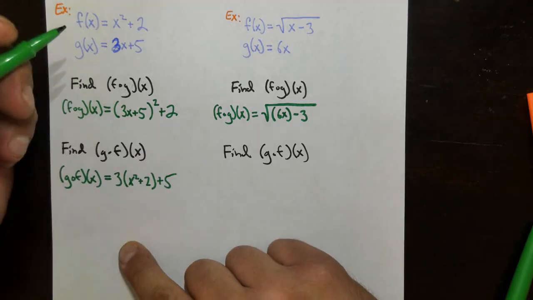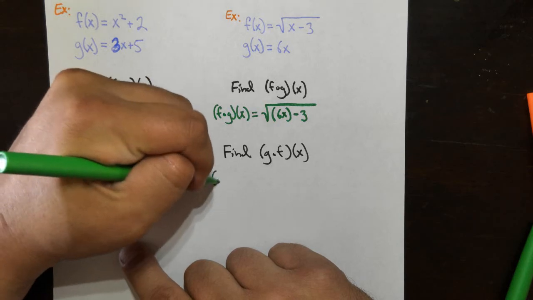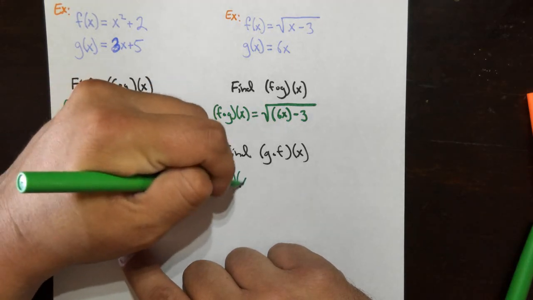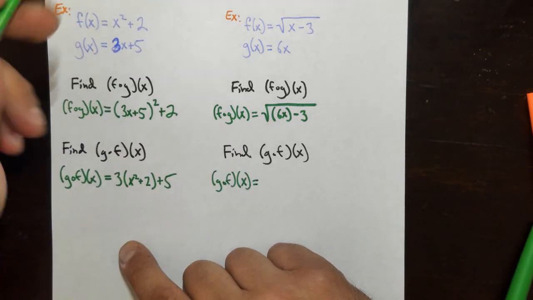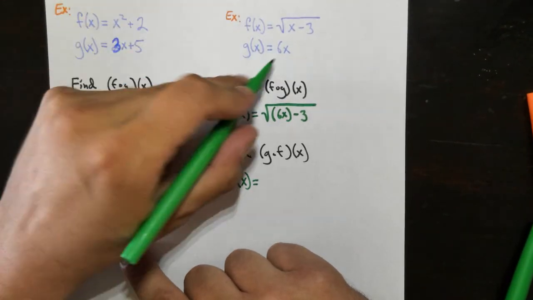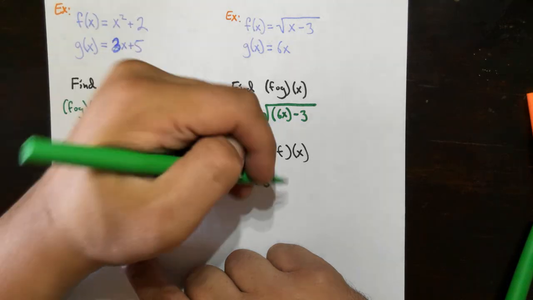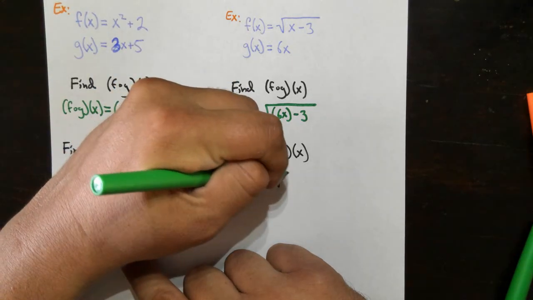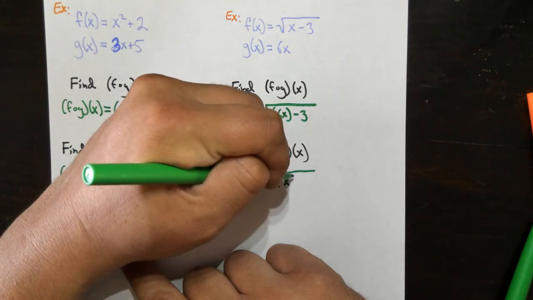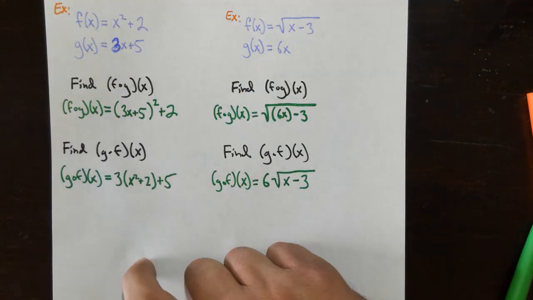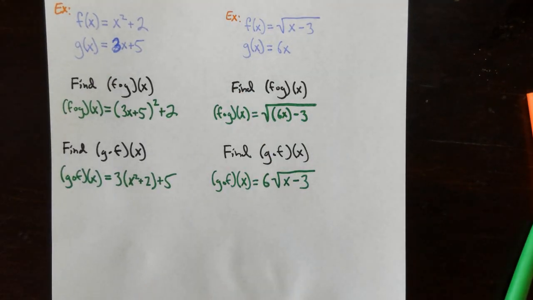And then g of f of x, I'm just going to plug in f and g. So g of x is 6x, so it's 6, but the x is now my f of x. So 6 times the square root of x minus 3. And that is function composition.